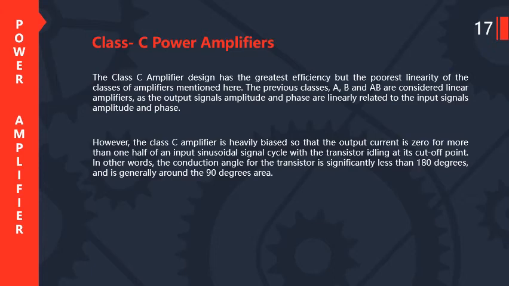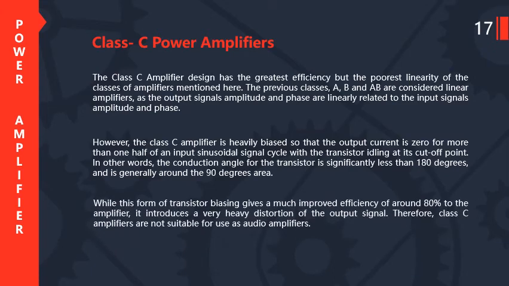In other words, the conduction angle of the transistor is significantly less than 180 degrees and generally around the 90 degree area. While this transistor biasing gives a much improved efficiency of around 80% to the amplifier, it introduces very heavy distortion of the output signal. Therefore, the class C amplifier is not suitable for use as an audio amplifier.